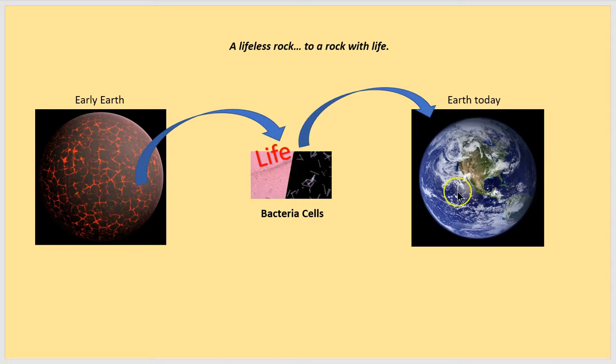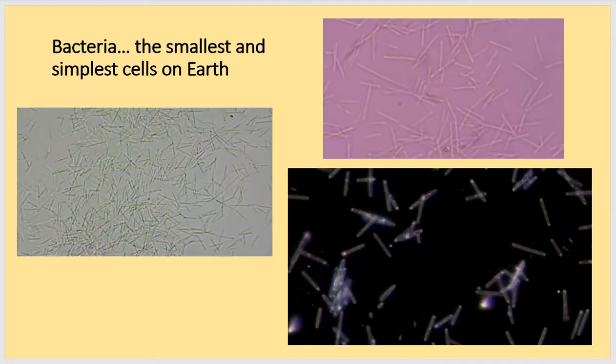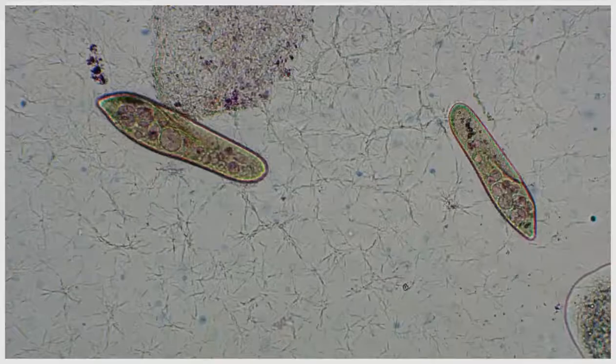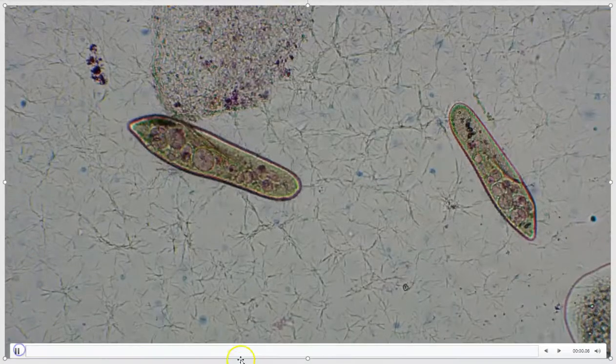The key transitional step was the emergence of cellular life, what today we would call bacteria cells. Now, bacteria are the smallest and simplest types of cells on Earth. Here we see some pictures of bacteria. Let's take a look at bacteria in action.